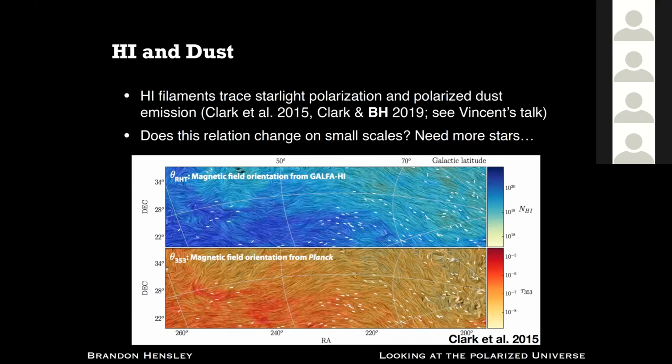We know that H I filaments are able to trace starlight polarization and polarized dust emission just by looking at the way these little H I filaments are oriented. You can do a good job at predicting the polarization angle. This is the work of Susan Clark and collaborators. I've also been involved, and Vincent is going to talk a little bit about this in his talk. And so you can see the polarization angle represented in textures from the H I on top, from Planck dust emission in the bottom, and then the polarization from stars in the little line segments, and all three of those agree very well. There's some indication that this doesn't work very well on very small angular scales, but we currently don't have the data to test that. So you need either better infrared data or more stars.